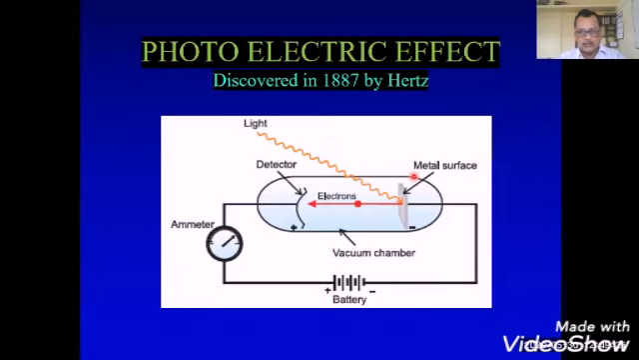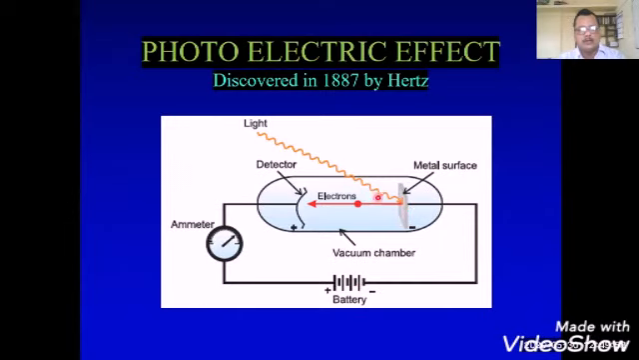So before proceeding to Albert Einstein's explanation, or simply Einstein's explanation of the photoelectric effect, let us first discuss what the photoelectric effect is. Here you can see a simple diagram. This is a glass bulb, and this is a metal plate, and this is another metal plate. It is connected to a battery, and there is an ampere meter which can detect the flow of current.